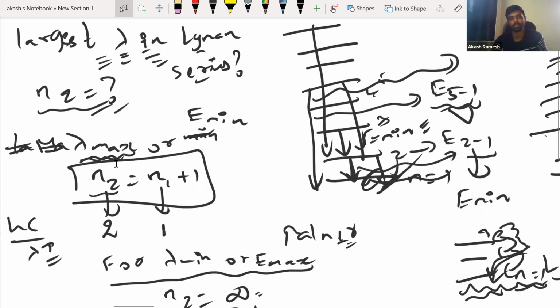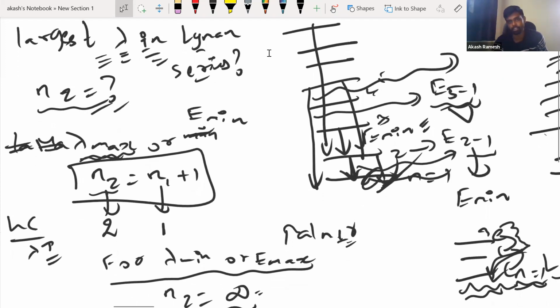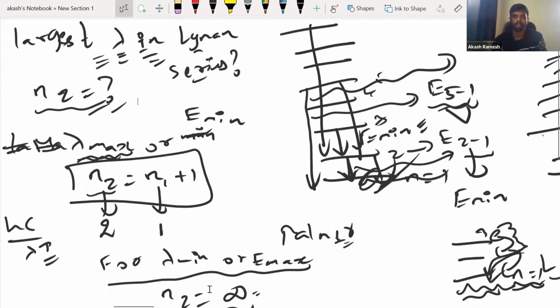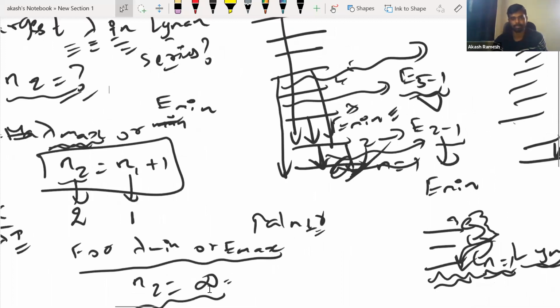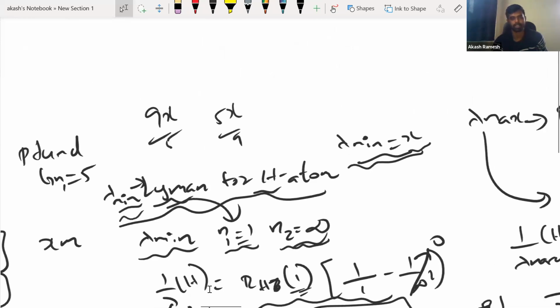And for the maximum case, I want maximum energy. For maximum energy, the electron should ideally come from infinity to whatever the lowest level is. Then only will I have the highest amount of energy and lambda minimum, and that's why we keep N2 as infinity. Hope you all remember this. Then we did some problems.